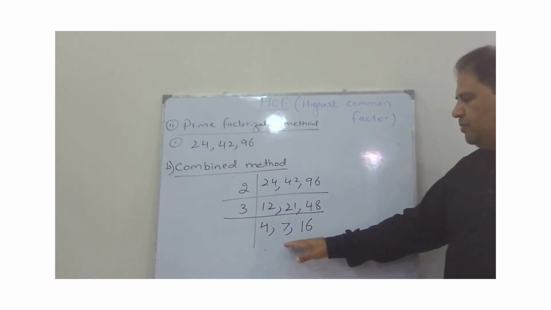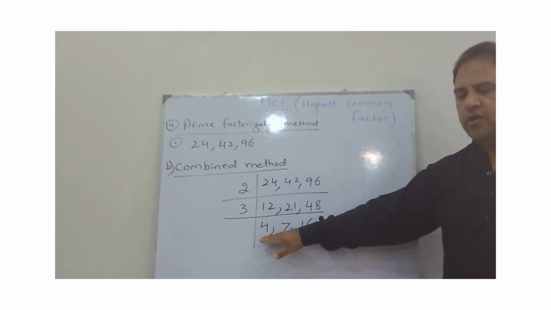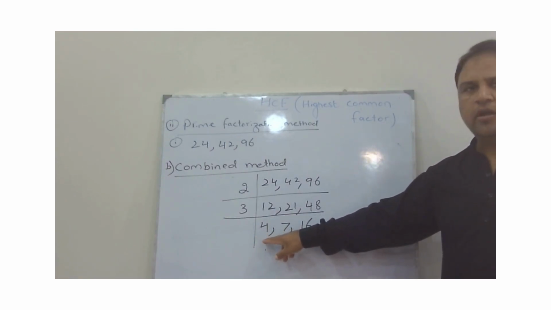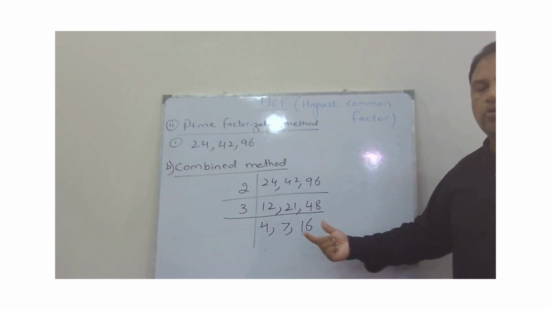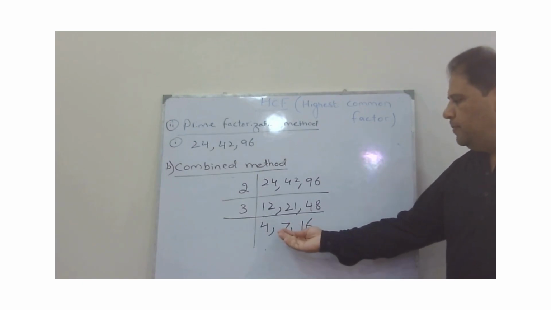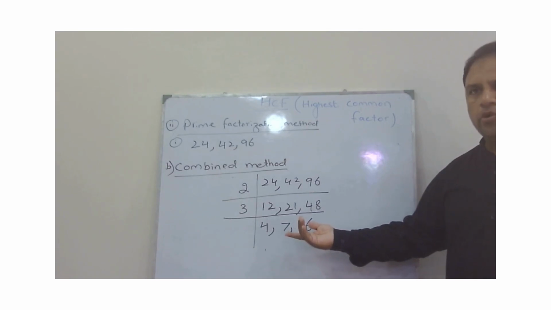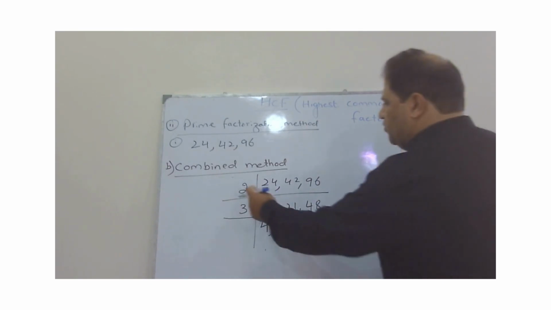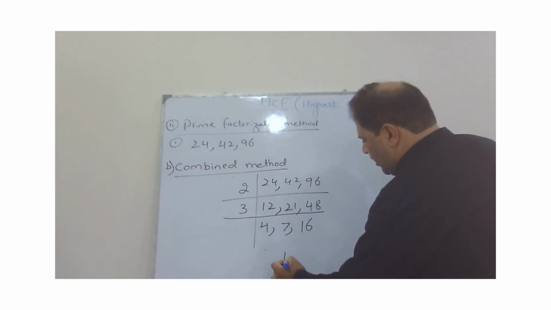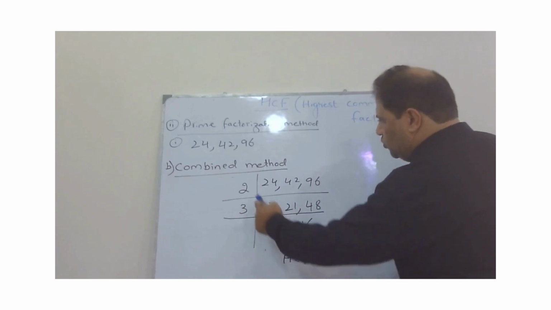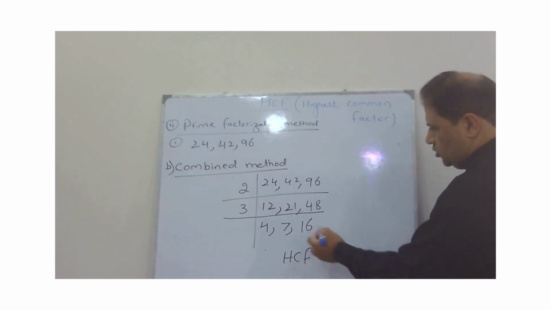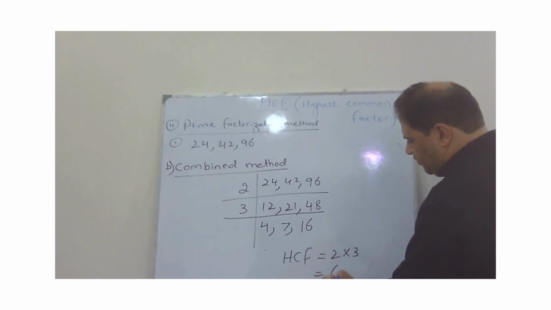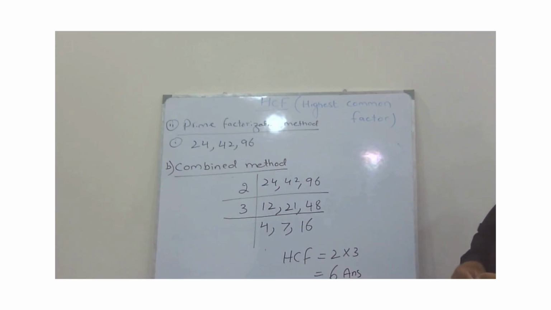Now we have these 3 numbers. If we observe, there is not a single number which can divide all these 3 numbers, 4, 7 and 16, because 4 and 16 can be divided by 2, but 7 cannot be divided by any number because it is a prime number. So finally we have observed that the highest common factors are only those numbers which divided all the numbers altogether, that is 2 and 3. Further we multiply them and we get the final answer. HCF is 6.